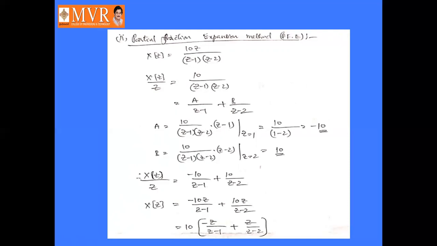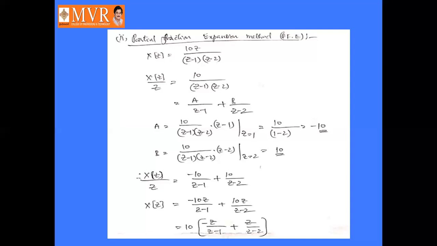A and b can be calculated as: a equals 10 by z minus 1 and z minus 2 into z minus 1, by keeping z equal to 1, so that it will become minus 10. Similarly, b equals 10 by z minus 1 and z minus 2 into z minus 2, by keeping z equal to 2, that is 10. So b is also 10. By simply substituting the a and b values, x of z by z is equal to minus 10 by z minus 1 plus 10 by z minus 2.